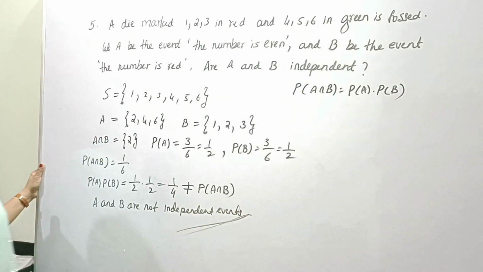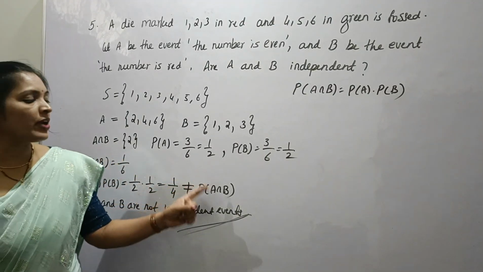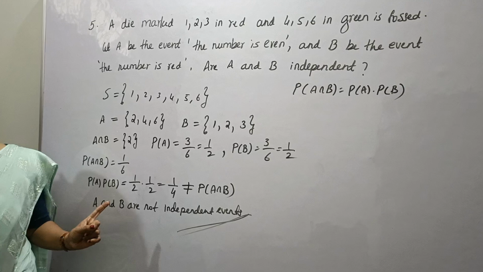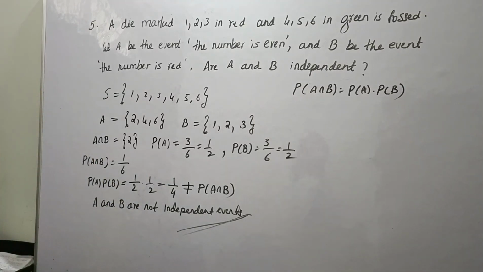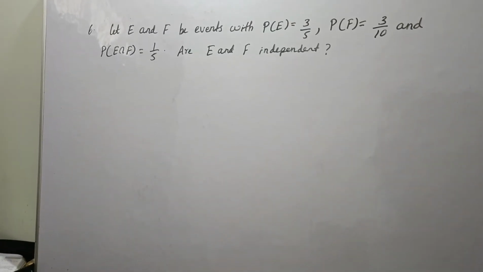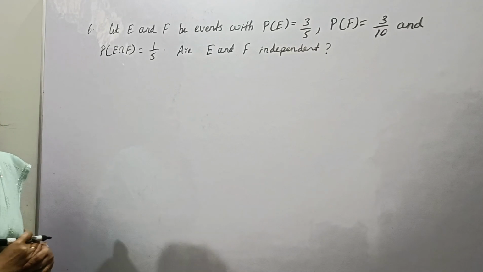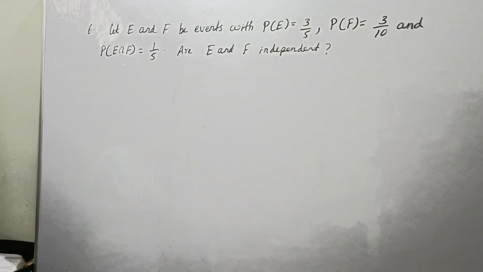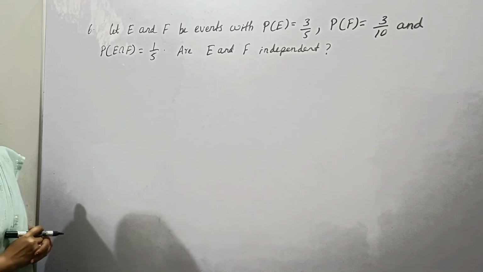Okay, here A and B are not independent events because we have got probability of A intersection B not equal to probability of A into probability of B. Let E and F be events with the probability of E is equal to 3 by 5, probability of F is equal to 3 by 10 and the probability of E intersection F is equal to 1 by 5. Are E and F independent?